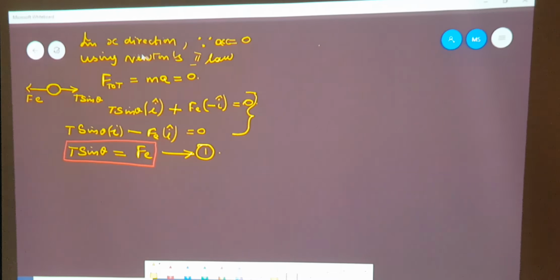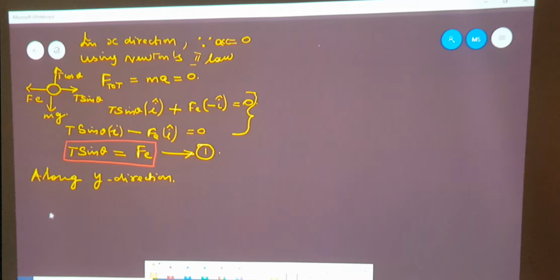Here we have considered the x direction. Similarly, let us take along the y direction, or along the vertical direction. In the y direction, in the upward direction, you have T cos theta, and in the downward direction, you have m into g.